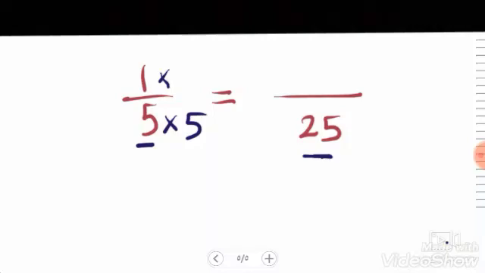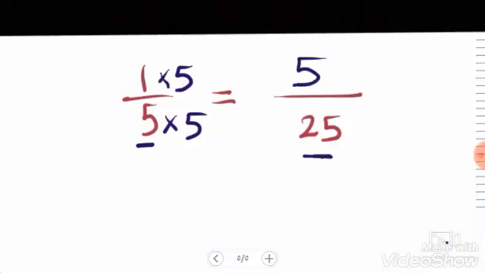Let's remember: if I multiply down by any number, I have to go up and multiply by the same number so as not to change the fraction. So here is the answer of this operation: 1 multiplied by 5 equals 5.